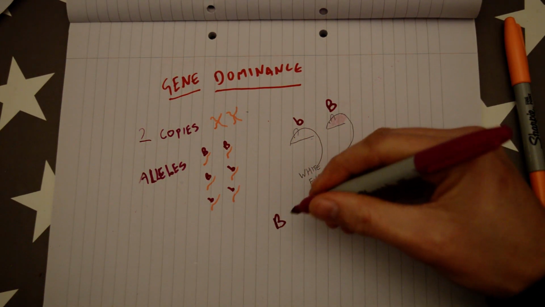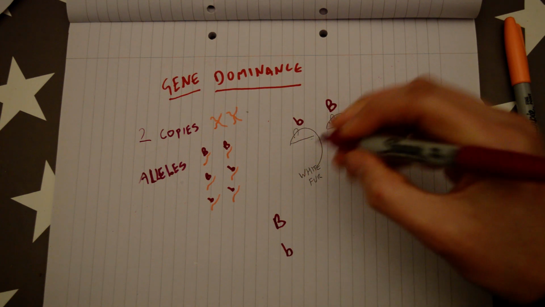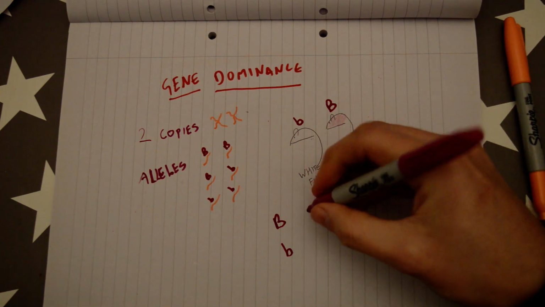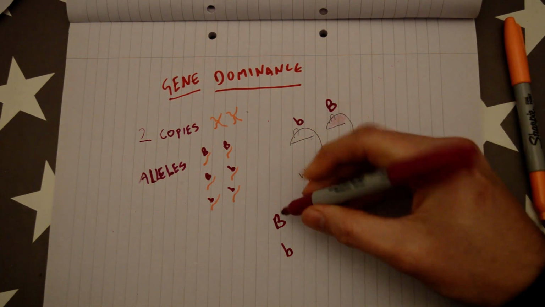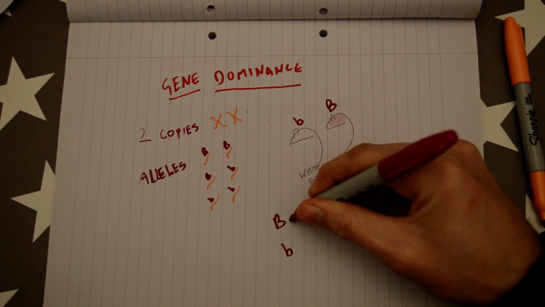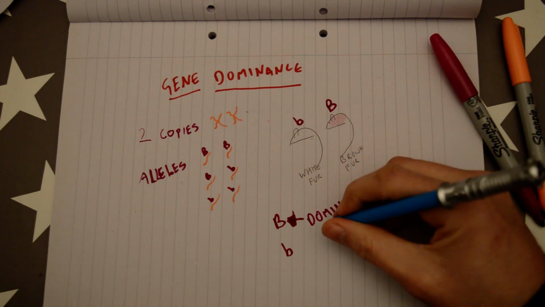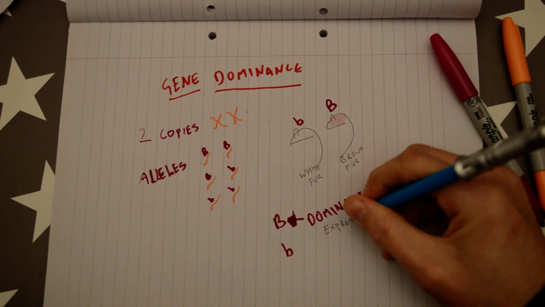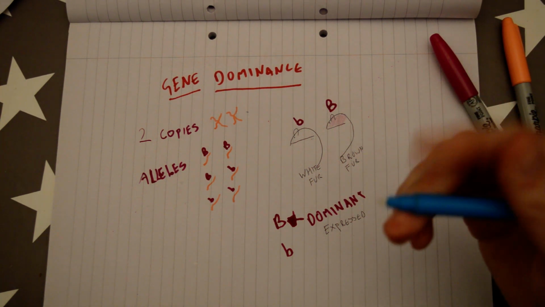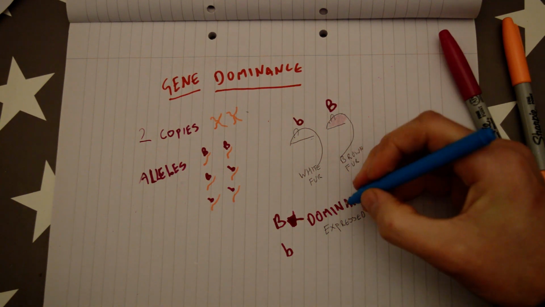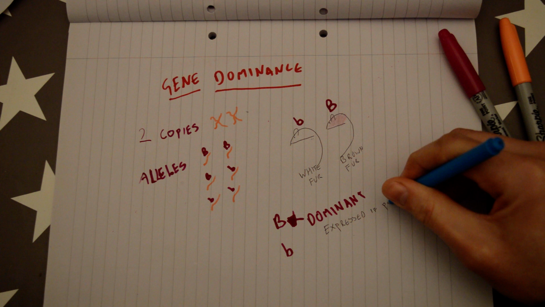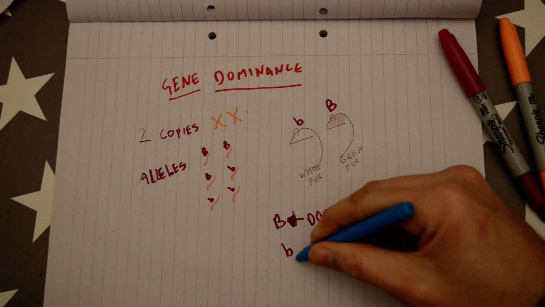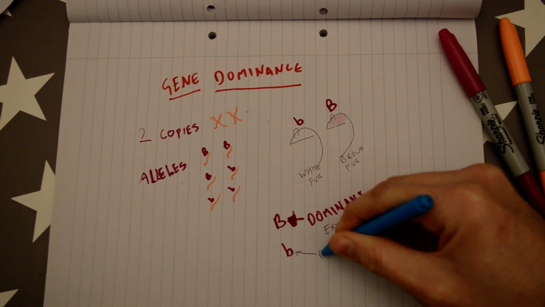Now why have I used a capital B and a lowercase b? This is the idea of gene dominance. The dominant gene is the one that will be expressed if it is present. So the dominant gene is given the capital letter. So dominant gene, which is expressed if present. Again, a lot of jargon here, particular language to genetics. So the dominant gene is expressed if present.